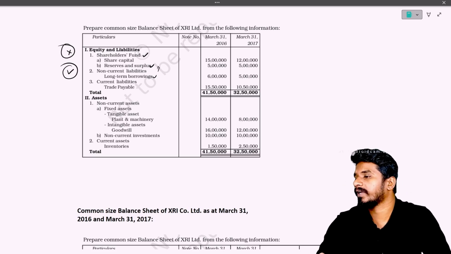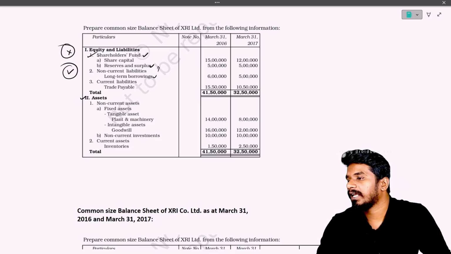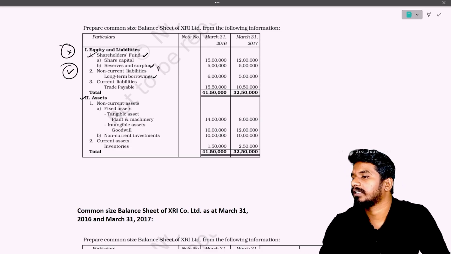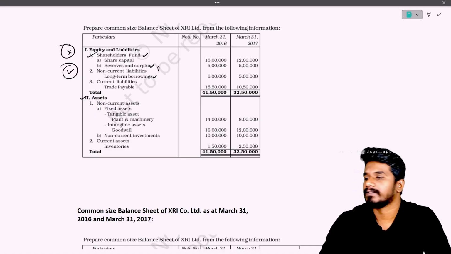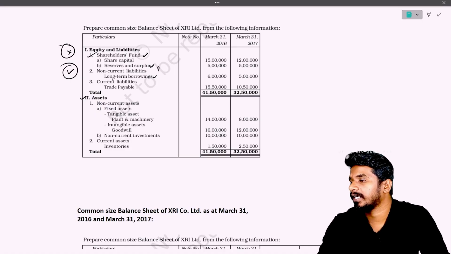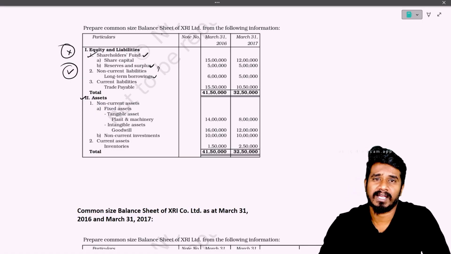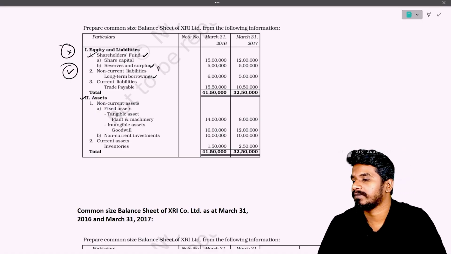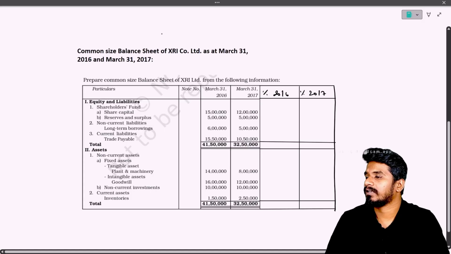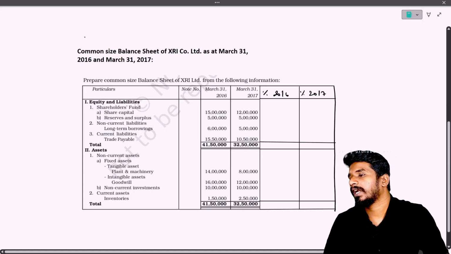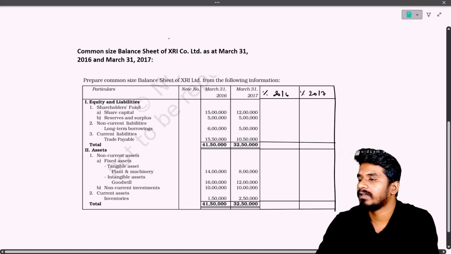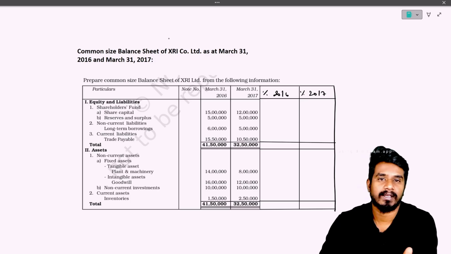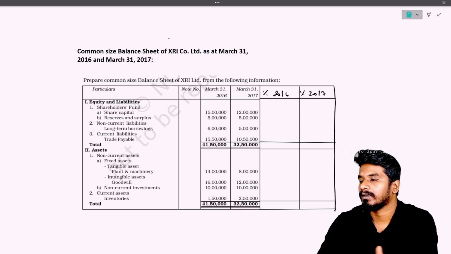In the question, they have given equity and liabilities, and assets. Under equity and liabilities, they have given shareholders' funds, that is share capital, reserves and surplus. Again, we have non-current liabilities, long-term borrowings, as we have seen in the comparative statement also. You don't need explanation for these things, so let us directly start solving the question. The heading is Common Size Balance Sheet of XRI Company Limited.